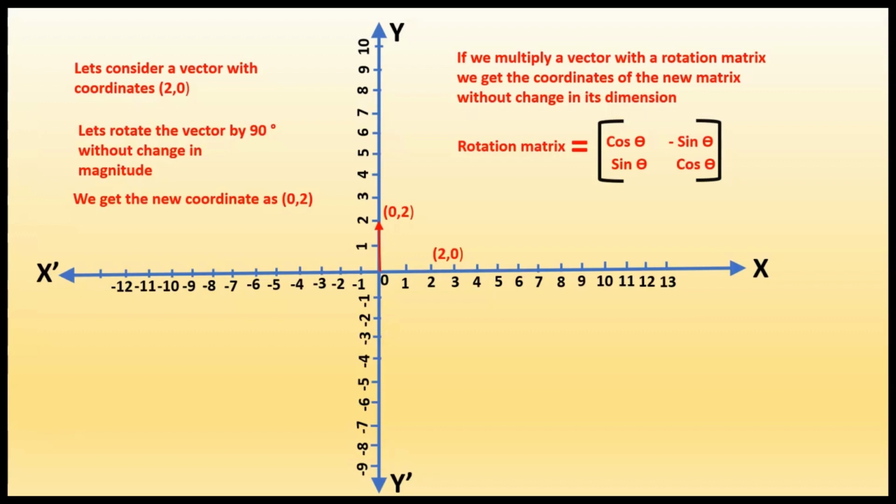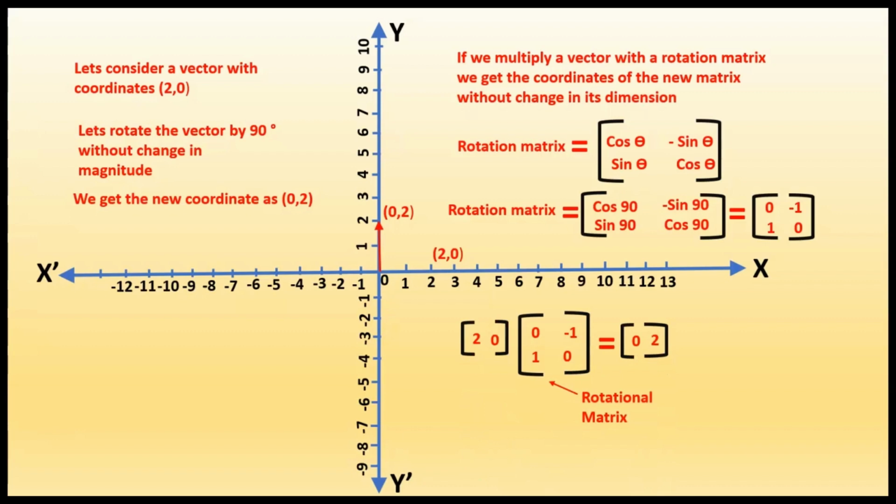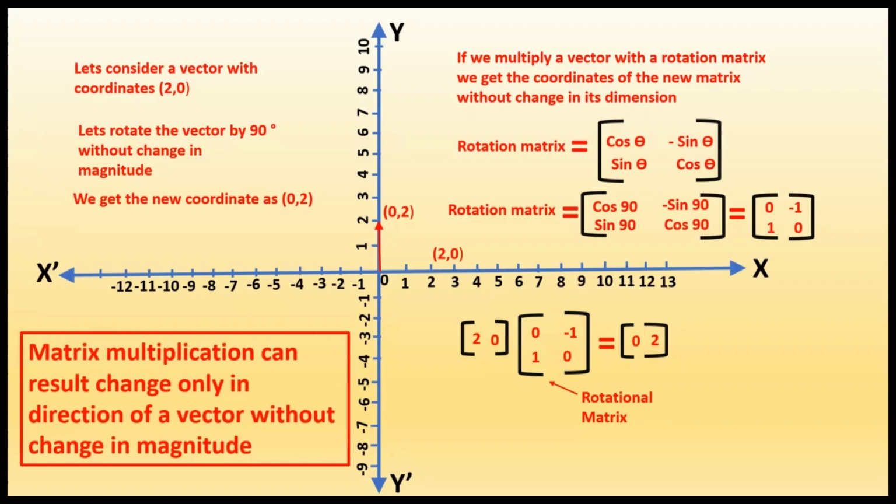For this case, the value of theta is 90 degrees, so the rotation matrix is cos 90, minus sin 90, sin 90, and cos 90. You will get 0, minus 1, 1, 0. When we multiply the original coordinates 2, 0 with this rotation matrix, we get the resultant coordinate as 0, 2. In this case, the matrix multiplication results in a change only in the direction of a vector without change in magnitude.